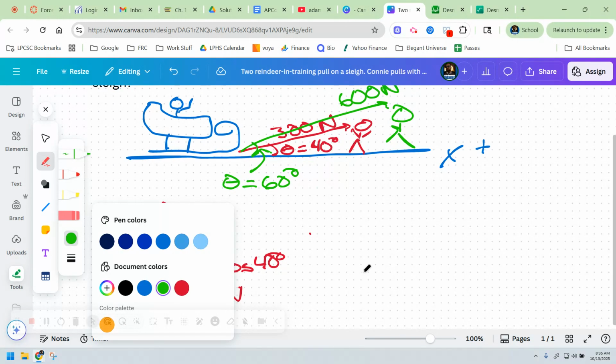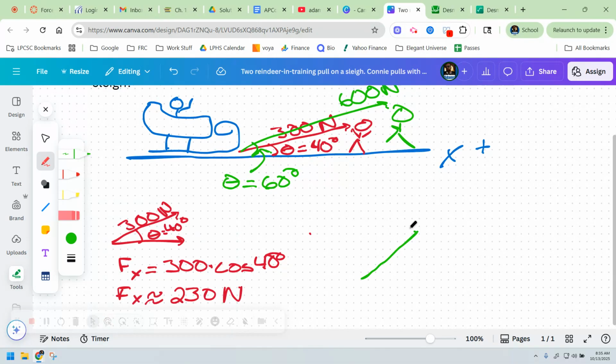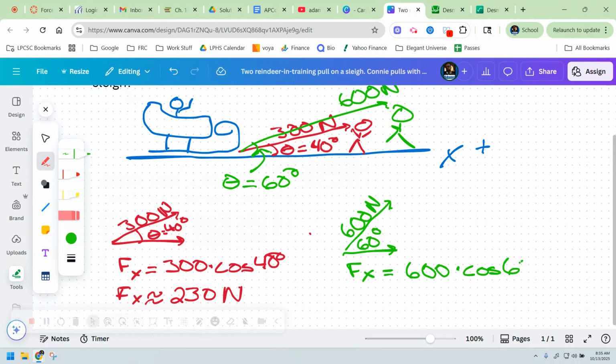All right, so now we come over to Randolph. Now, Randolph is doing a similar thing, except he's pulling 600 newtons, but he's doing it at 60 degrees. So his x component's a little bit shorter. His value will be less than 600, but we would calculate his x component the same way. His f of x would be 600 times cosine of 60 degrees.